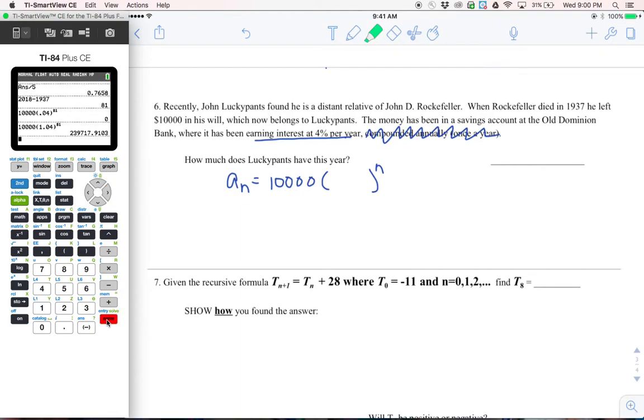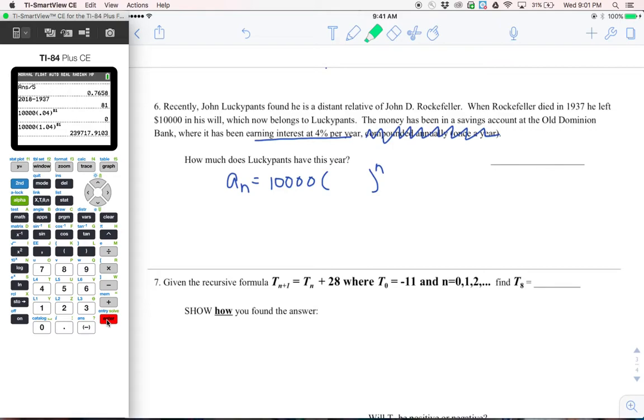And we get $239,717.9103. But you guys, it's money, so just 2 decimal places. We get $239,717.91. So the biggest takeaway for this problem is don't forget the 1 on your percentage, on your decimal. Figure out the year just by subtracting 2018 minus whatever the year is in the problem. All right? That's problem 6.